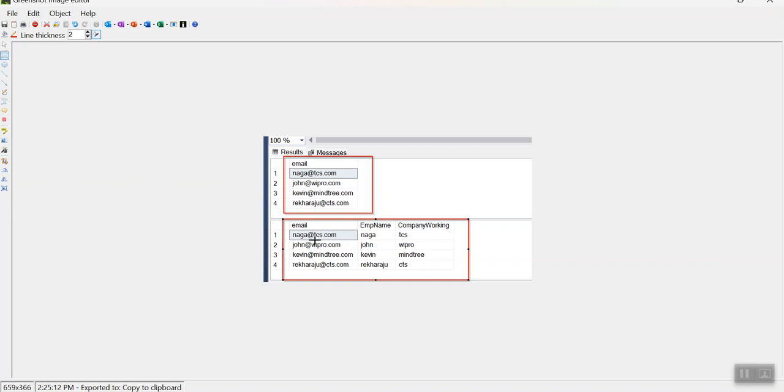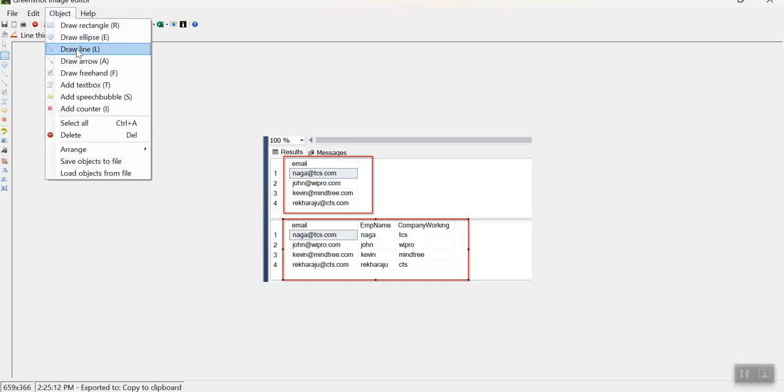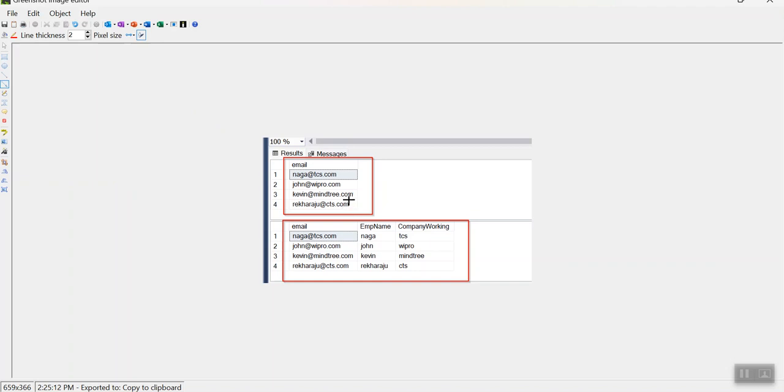From the email we have to extract the company, TCS. For John it is Wipro. So basically we have to extract the text between at the rate and dot. This is the scenario that has been asked in the TCS interview.